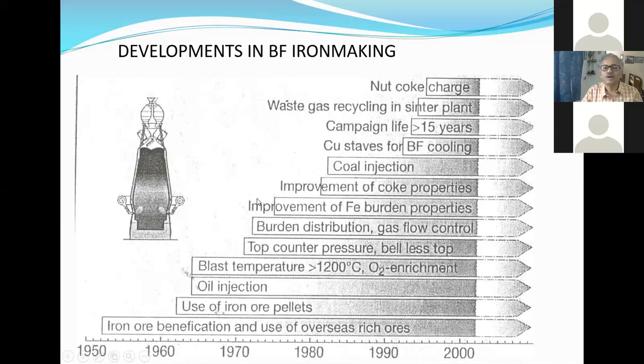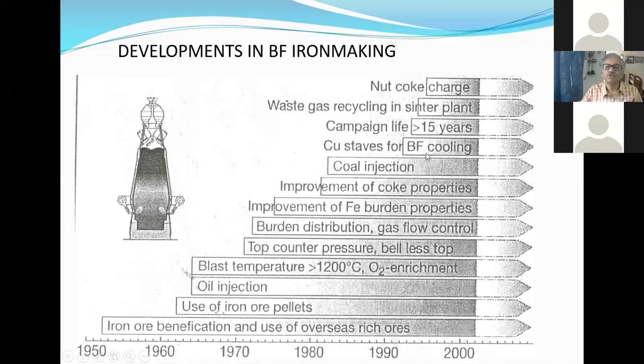Improvement of the iron burden properties is there because you can improve the reactivity of the sinter and the reactivity of the coke. As I will show later, if you can increase the reactivity of the coke, you can reduce the temperature of the isothermal zone, and that can increase the CO utilization, and obviously increase the productivity as well. So, improvement of the burden quality and improvement of the coke properties.